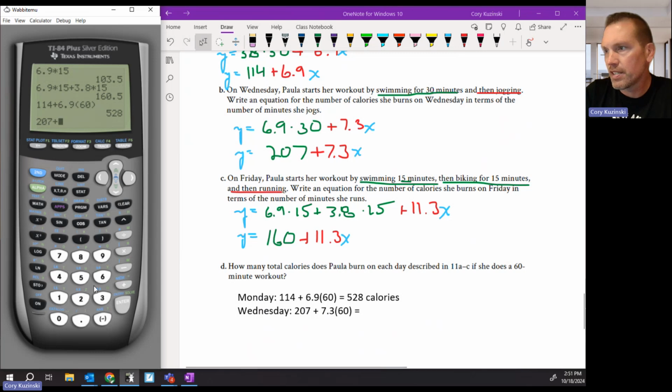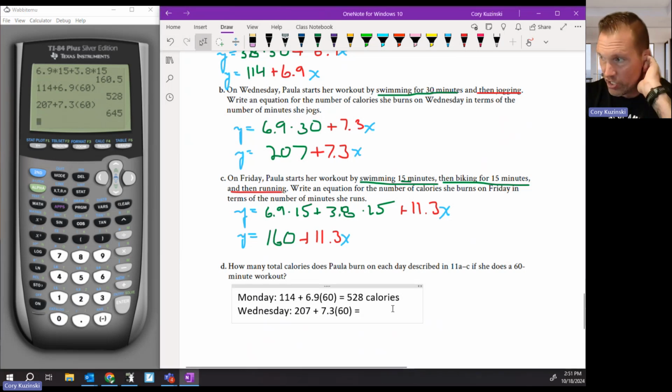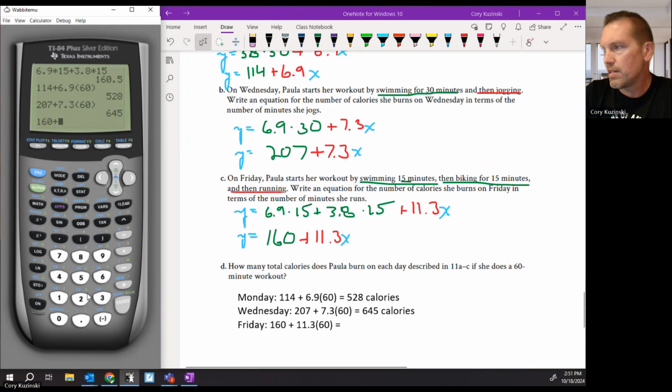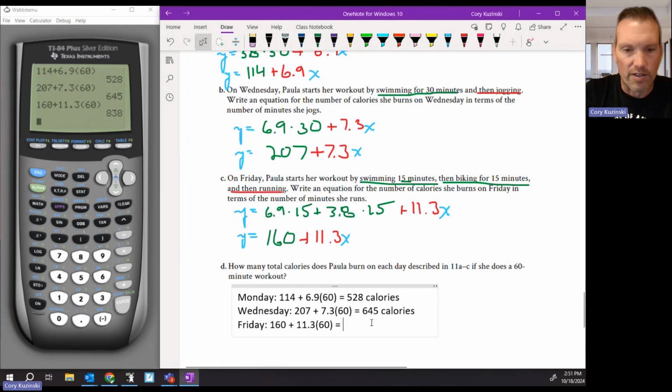Oh, 207 plus 7.3 times 60. Notice how I'm showing my work, even though I'm typing it in the calculator. I'm still trying to show where these numbers came from. 645 calories. It takes me a little extra time, but I'm trying to model what I expect you guys to do. And then on Friday, she's doing 160 plus 11.3 times 60 minutes. All right, so 160 plus 11.3 times 60 minutes. This is going to be your biggest workout, isn't it? 838 calories.